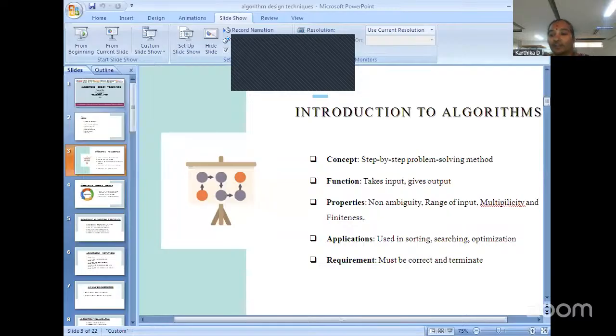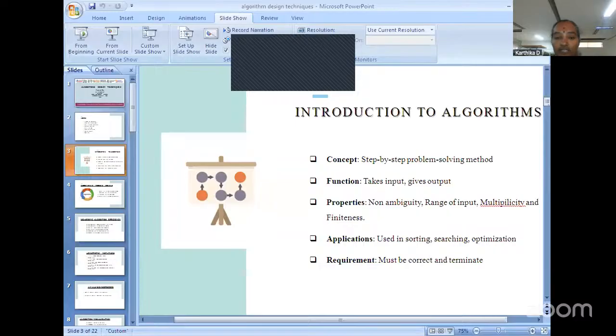Thank you very much for giving me this opportunity. I am Mrs. D. Karthika, Assistant Professor from the Department of Artificial Intelligence and Data Science, Arunai Engineering College, Tiruvannamalai, Tamil Nadu, India. I would like to thank my management and my HOD. Today I'm going to share knowledge about algorithm design technique.